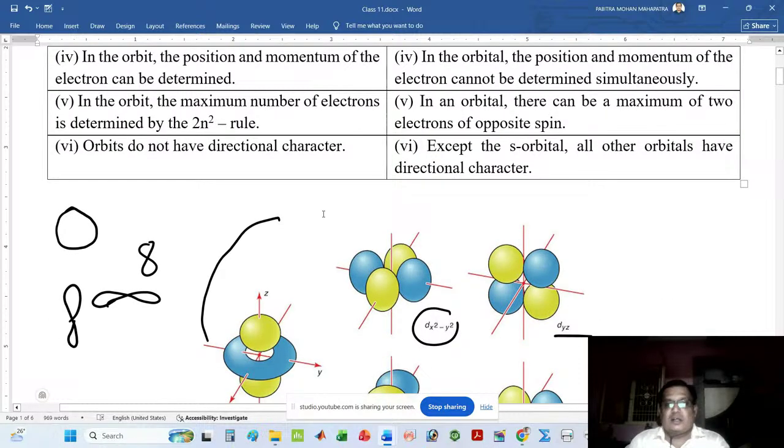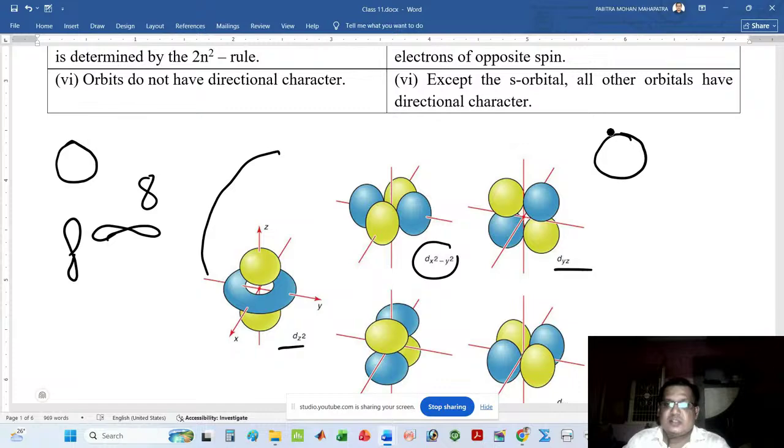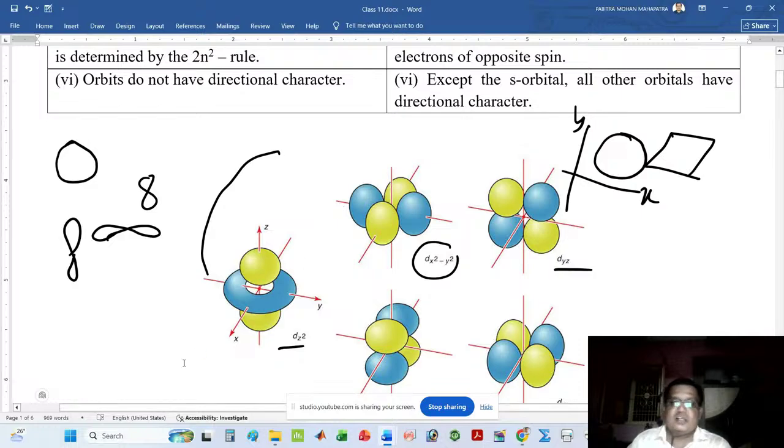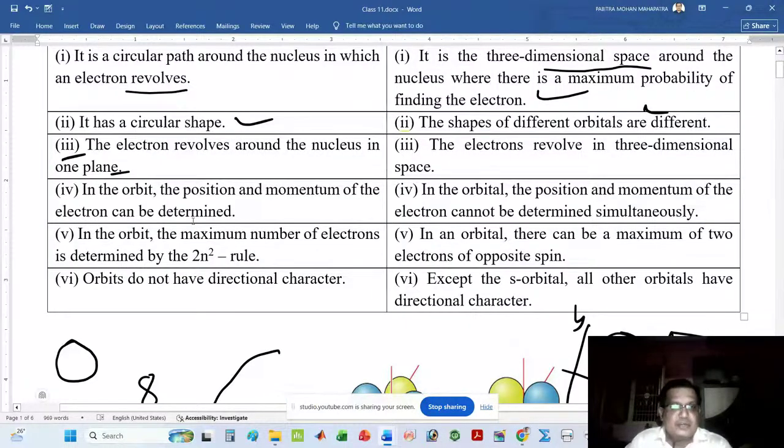We know that the shape of a shell, that is your orbit, is circular. Circular means it has two axes, the x axis and the y axis. We always know that a circle is present in a two-dimensional space, and a plane also belongs to two dimensions. So the circle is present in a two-dimensional plane, and the electron revolves around the nucleus in the circular path, which means in one plane.